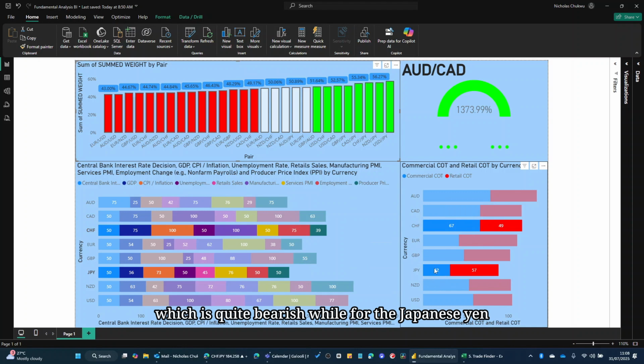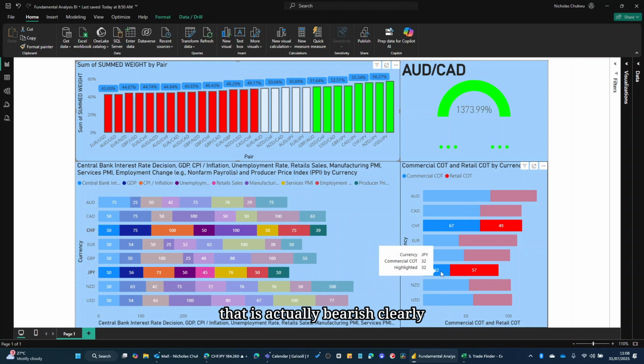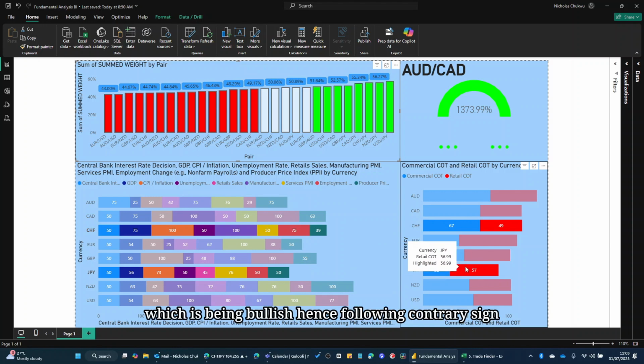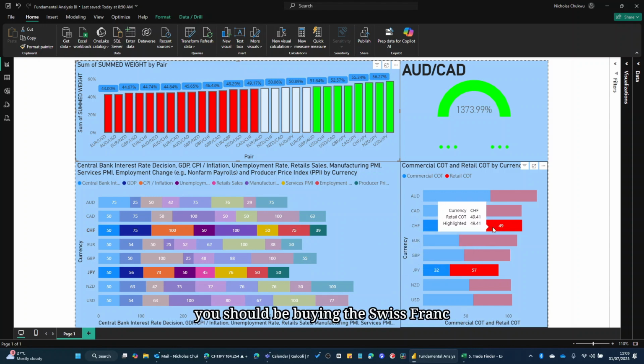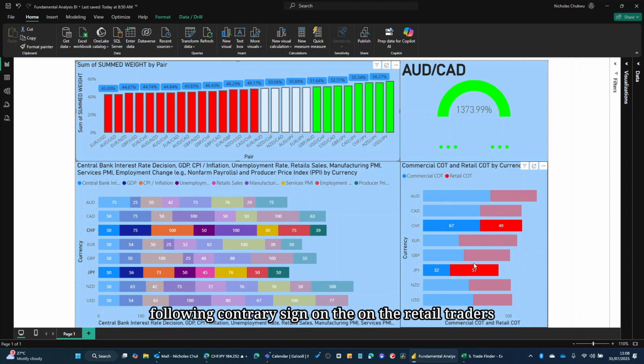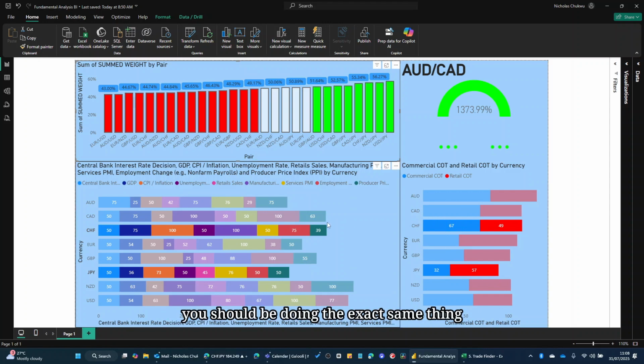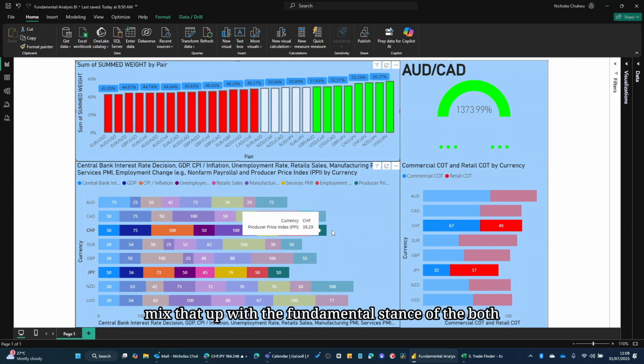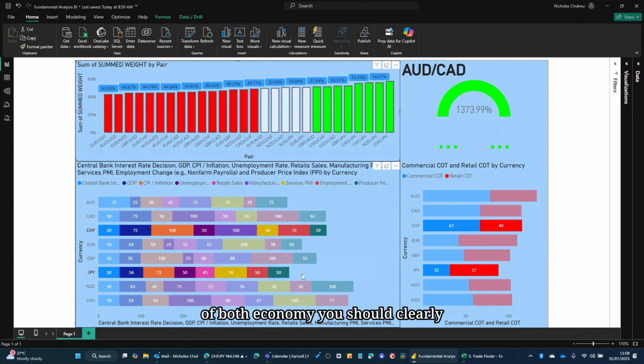While for the Japanese yen, the commercial traders are 32% bullish, that is actually bearish, clearly, and then the retail traders are 57% bullish, which is being bullish. Hence, following contrarian sign, you should be buying the Swiss franc, selling the Japanese yen, following contrarian side on the retail traders, and then following the commercial traders, you should be doing the exact same thing. Mix that up with the fundamental stance of both economies. You should clearly sit with the Swiss franc against the Japanese yen.